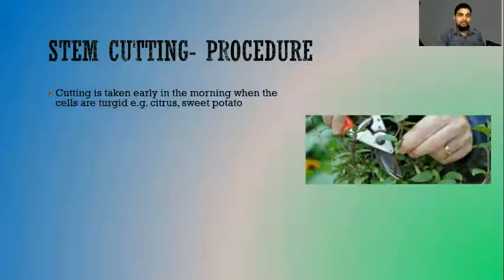The cuttings are taken early in the morning when the cells are turgid. We looked at osmosis, and from that you would have been introduced to the term turgid. Turgid simply means that the plant has taken up a lot of water, and the cells have a lot of moisture in them. Examples of plants that we use for stem cuttings would be citrus and sweet potato.